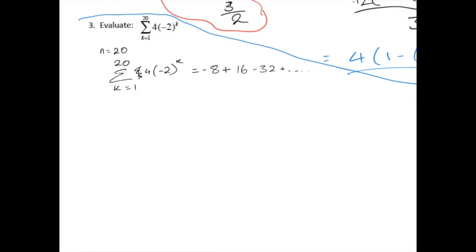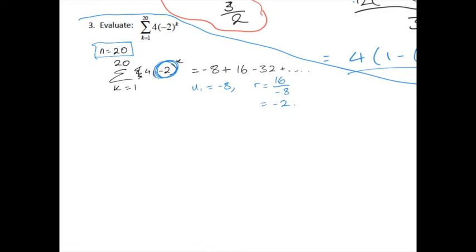Now that we've done that, what else can you tell me? We knew n is 20. What else can you tell me? u1 is negative 8. What's r? It's the negative 2 that I'm timesing by each time, but if you're not sure, do 16 divided by negative 8, and that is negative 2. Is everyone cool? Beautiful.